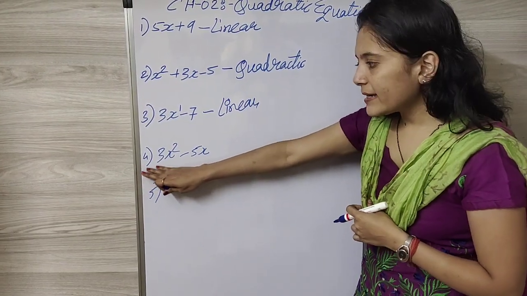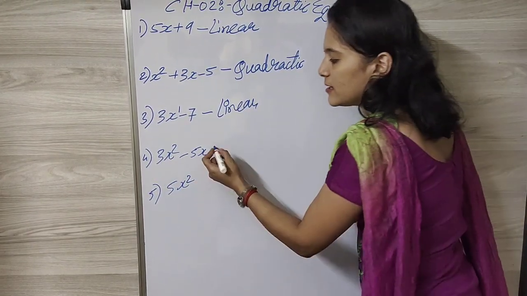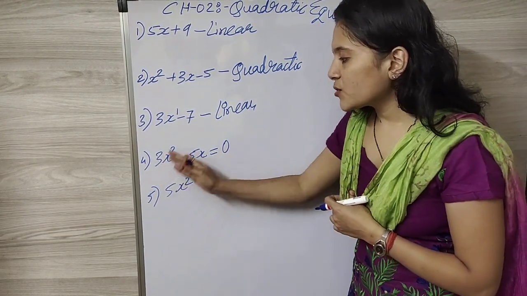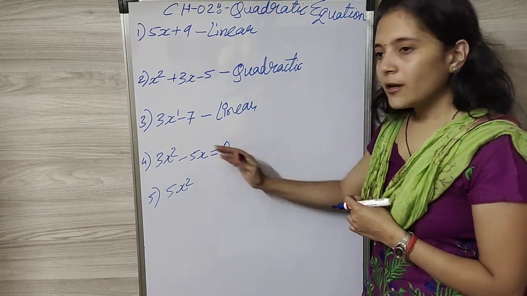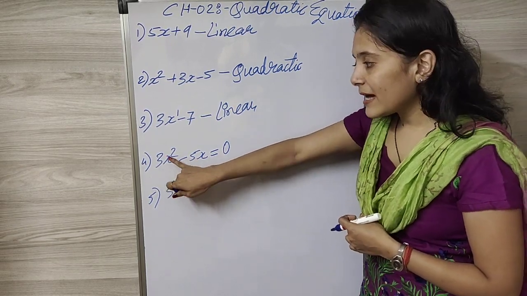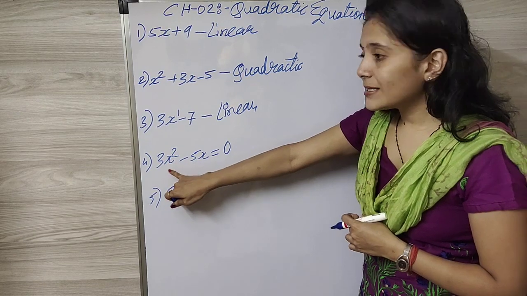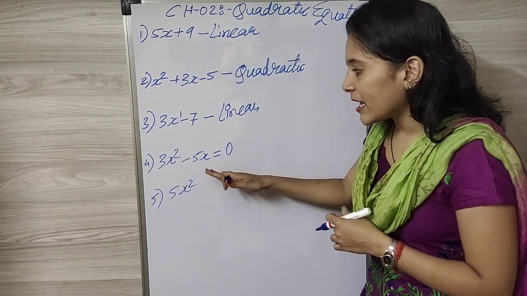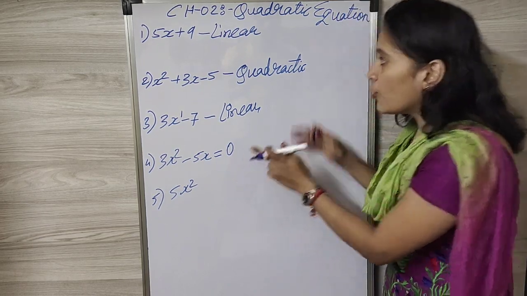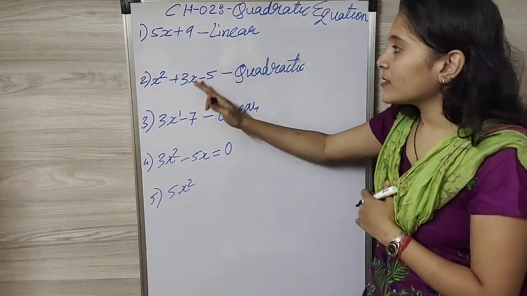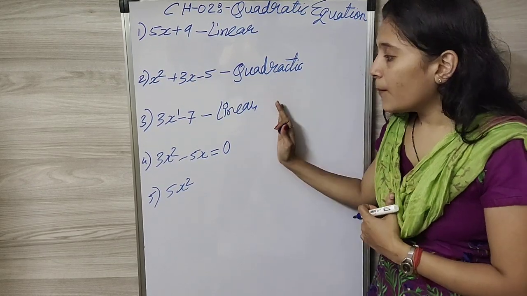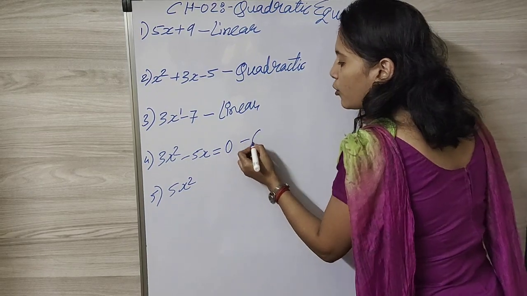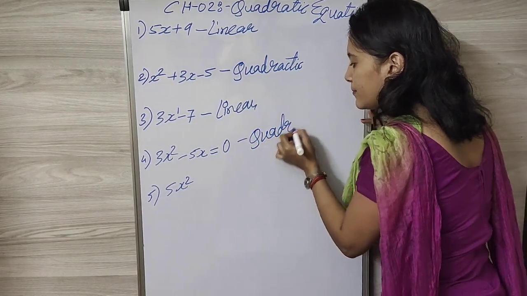Fourth question, 3x square minus 5x. If I write equals to 0, it becomes an equation. So 3x square minus 5x equals to 0. Here x has the highest degree 2, so this is a quadratic equation. Why? Because I have written equals to 0. Otherwise, it would be a quadratic polynomial because I have not written equals to 0. But I have written this in the equation form, so this is a quadratic equation.